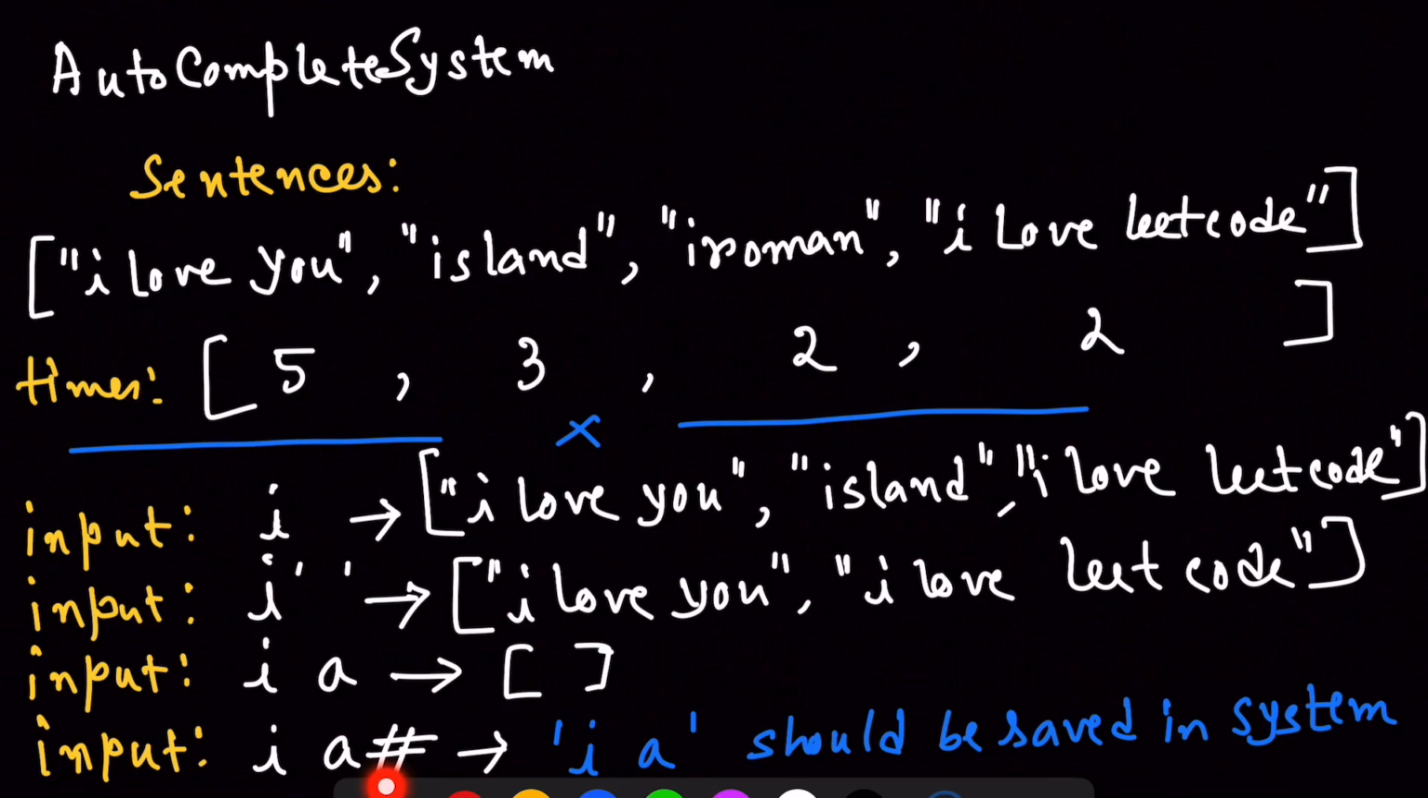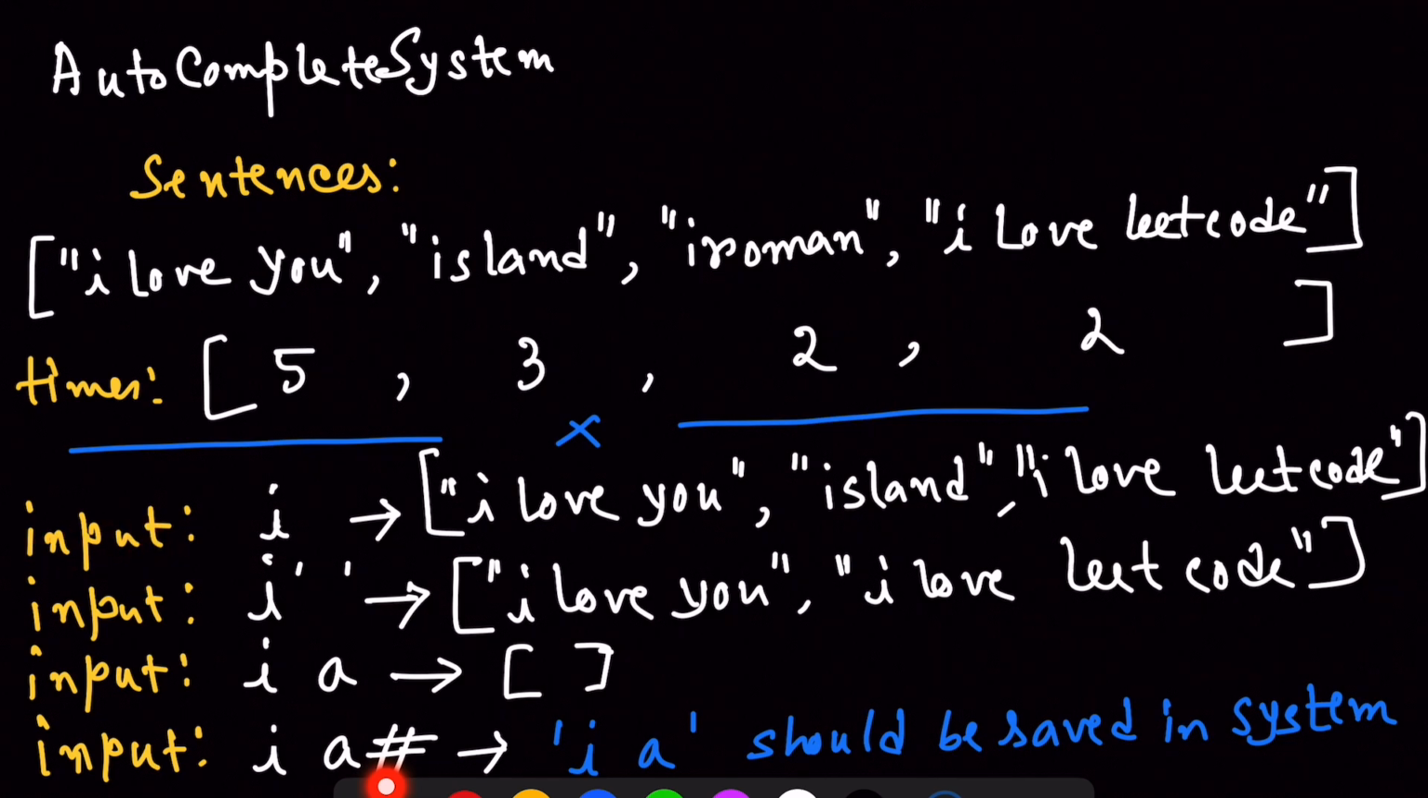This is where we are initializing the system. We get a sentences list and a times list. In the sentences list, I have a few sentences with their corresponding frequencies. I love you has been searched 5 times previously. Island has been searched 3 times. Similarly, iron man and I love Leetcode have been searched 2 times. So with this, we are initializing our system. Then we are getting inputs one after another.